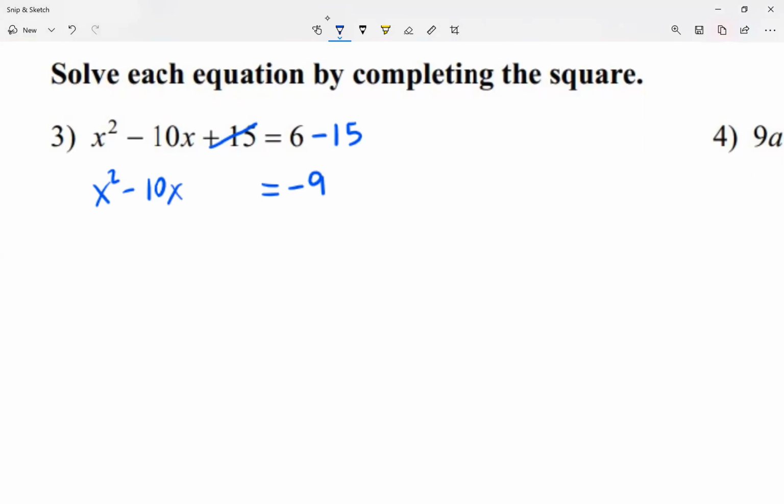Notice on the left side, I have everything with an x, everything with the letter. Next step, make sure the leading coefficient, the number at the very front, is 1. If it is not 1, we're going to deal with that in a minute. I'm good right now. Then I look at the negative 10x and ask myself, what's half of negative 10? In my case, negative 5. What's negative 5 squared? Negative 5 times negative 5 is positive 25. So let me add 25 to both sides.